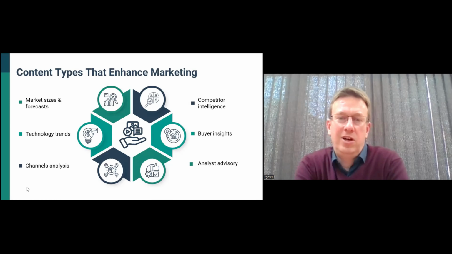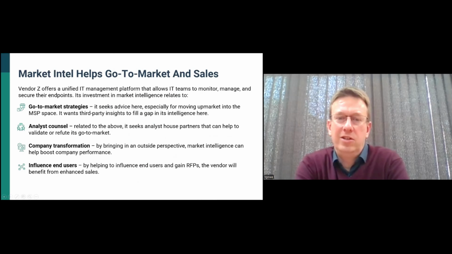The penultimate slide is the next one, and that's just to validate the use of market intelligence within a particular vendor again. So this is another vendor that I've spoken to. This one operates an IT management platform that monitors, manages, and secures endpoints.